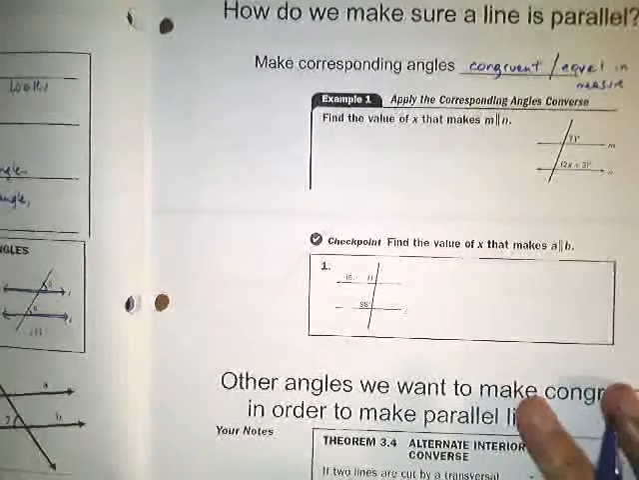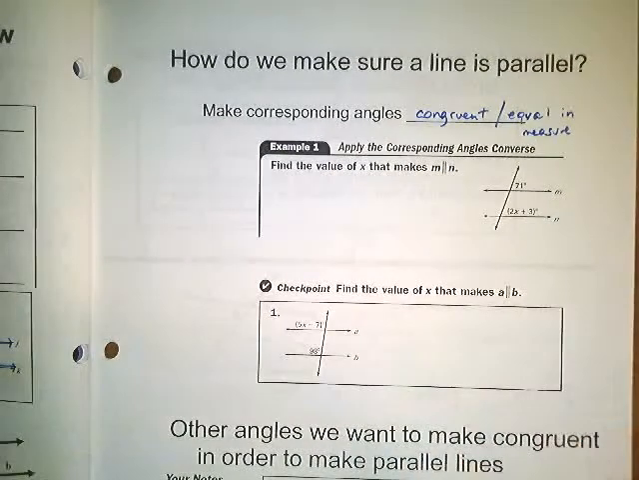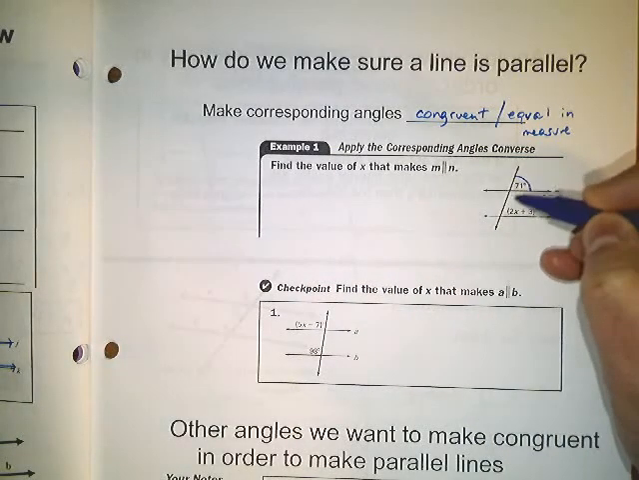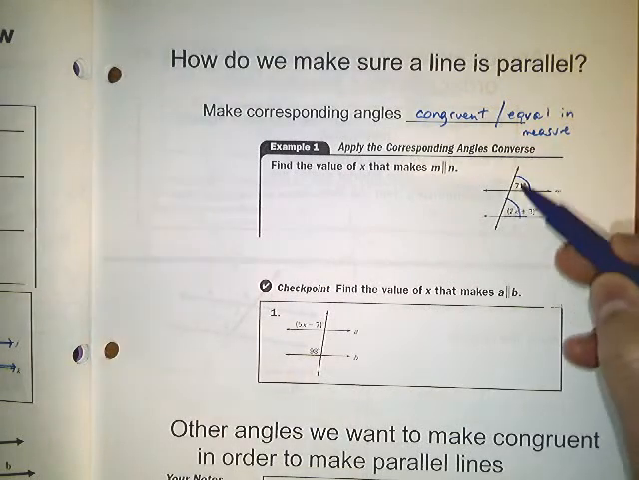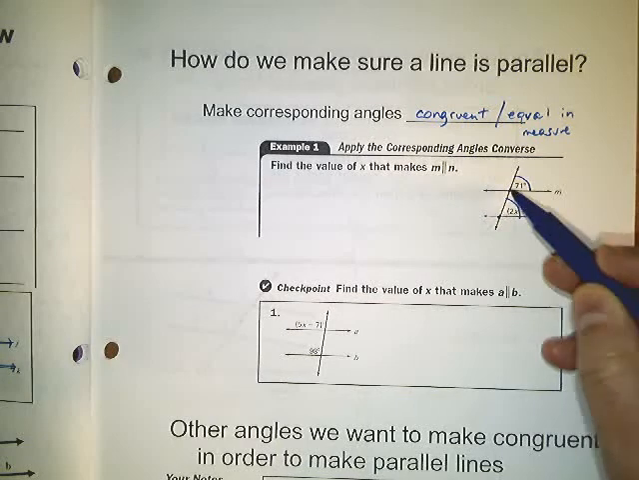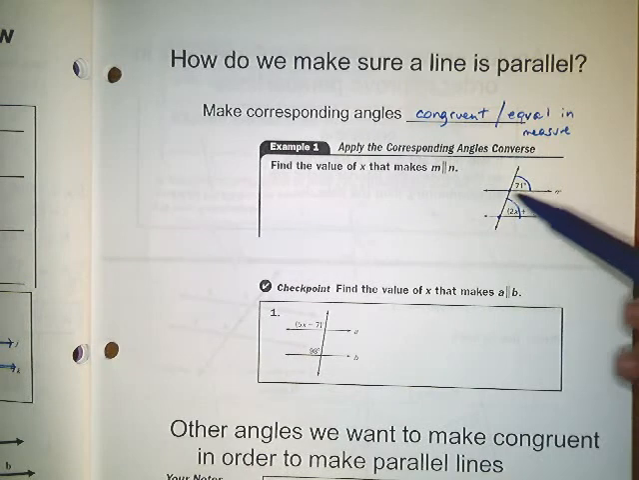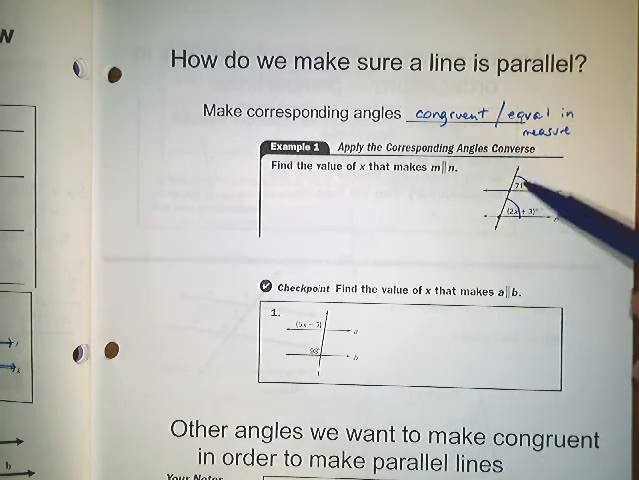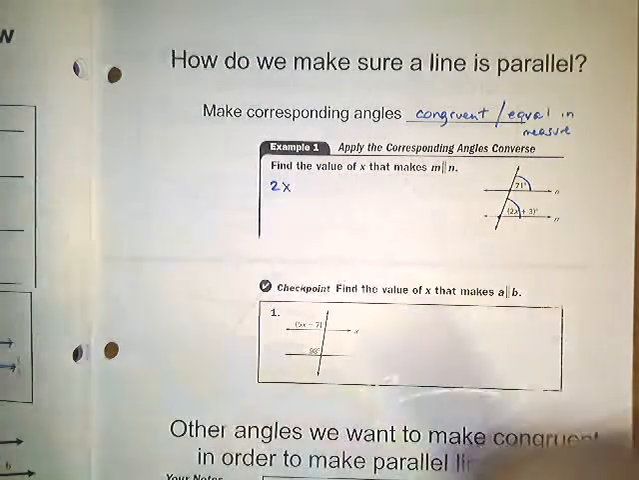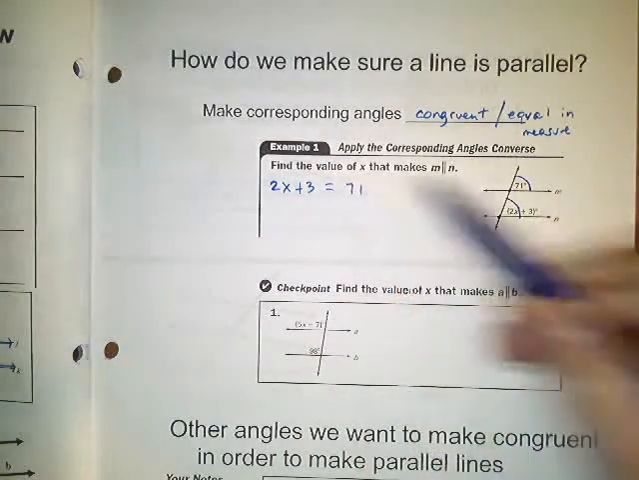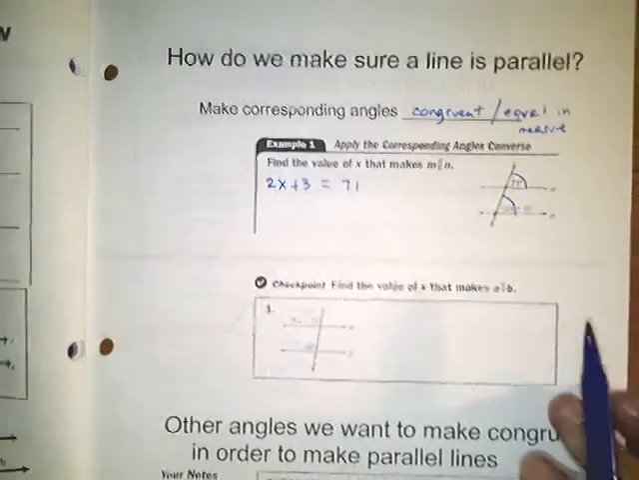So let's see. Find the value of x that makes line M parallel to line N. Well, we have a pair of corresponding angles. We've got one here and one here, right? They're in the upper right-hand corner of the intersection of each position here. So if I wanted to show that these two lines are parallel, then I would have to demonstrate that those two corresponding angles are equal in measure. So the value of x that would get you there would be the value of x that shows that 2x plus 3 is equal to 71.